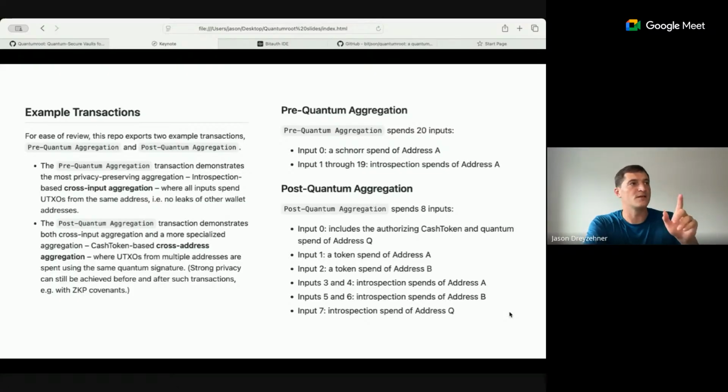So the pre-quantum aggregation is an example transaction that spends 20 inputs. Input 0 is a Schnorr spend. That is a typical elliptic curve signature that works exactly like today if you use Electron Cash or a number of other wallets that are doing Schnorr signatures now. And then input 1 through 19 are introspection spends.